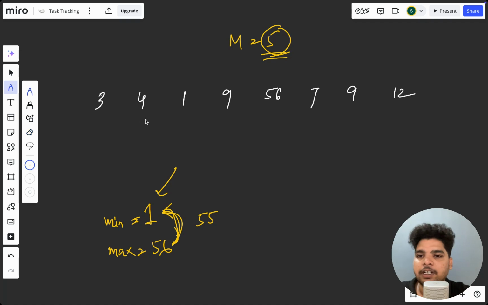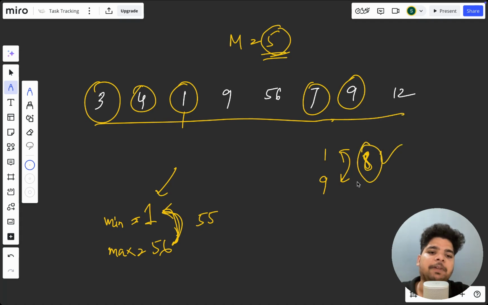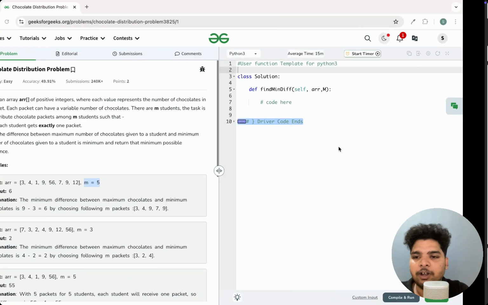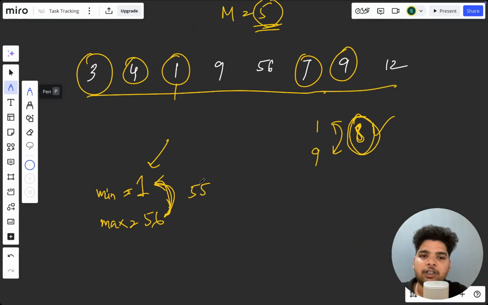Now let's say I choose this many students. Any random set of students I can pick. Here the minimum will be 1 and the maximum will be 56. So let's take a different one. Let's pick 1, then this one, and this one, so I get 5 students. The minimum is 1 and the maximum is 9, so the difference is 8. But if you calculate, that is not the minimum value. 6 is the minimum here, so this is not the correct answer.